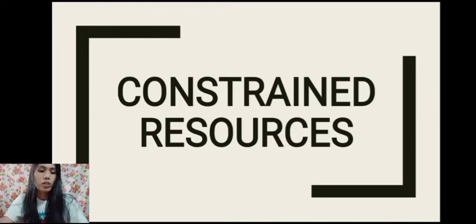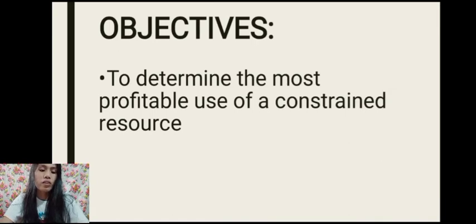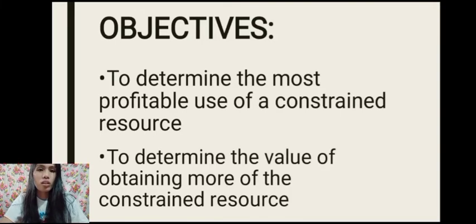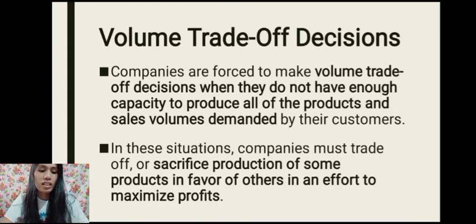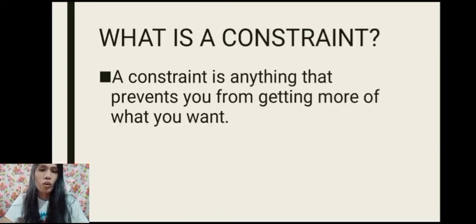Under constraint resources, there are two objectives. First, to determine the most profitable use of a constraint resource, and second, to determine the value of obtaining more of the constraint resource. Volume trade-off decisions: companies are forced to make these decisions when they do not have enough capacity to produce all of the products and sales volumes demanded by their customers. In these situations, companies must trade off or sacrifice production of some products in favor of others in an effort to maximize profits.